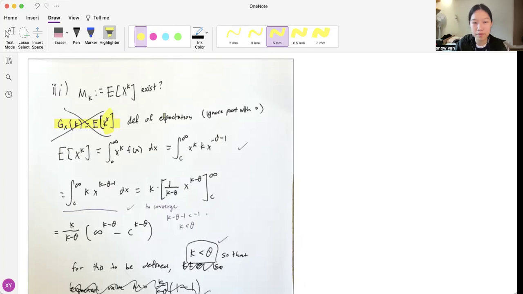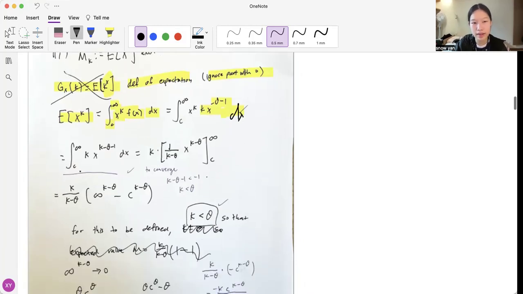If it's a moment, we use the definition of expectation. We ignore the part with 0 because it doesn't change anything. So the expected value of x to the k is the integral from c to infinity of x to the k times f(x) dx. That's the standard expectation definition. We plug in f(x) from earlier and we get this. Oh, I forgot to write dx over here, so I should add dx.